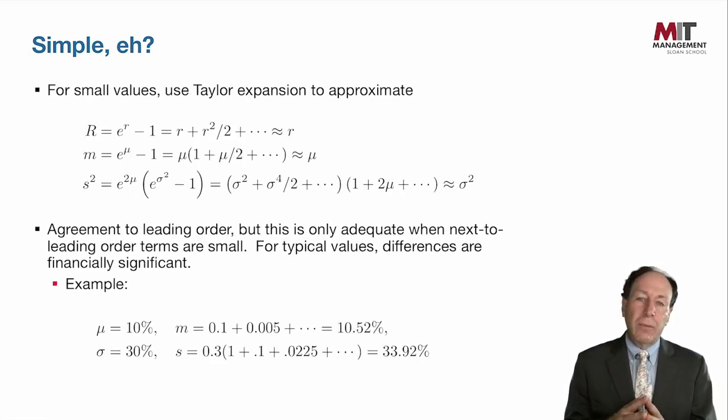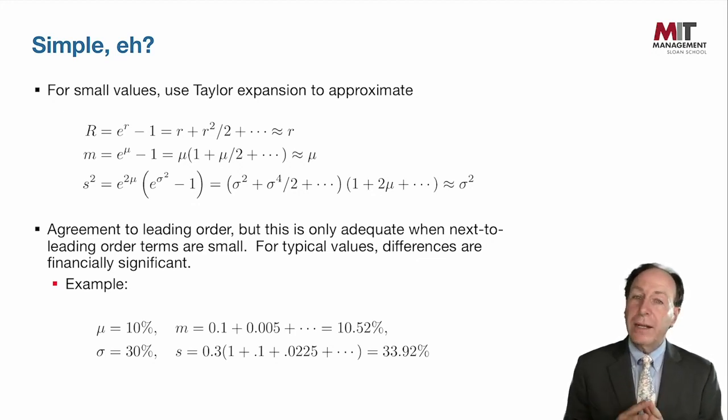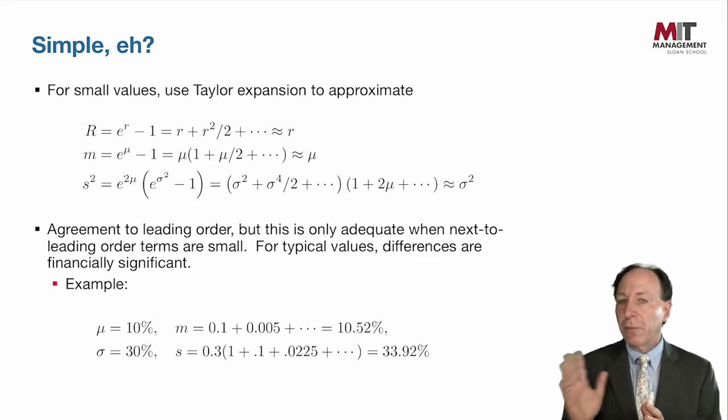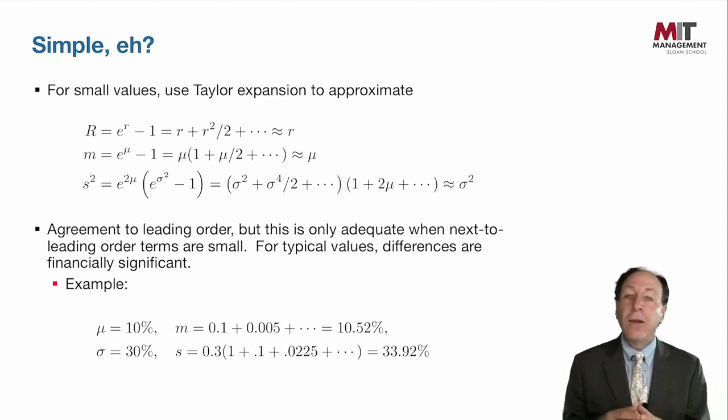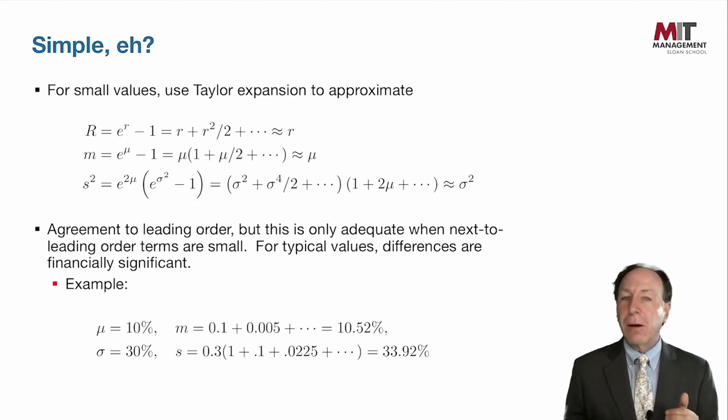To show you the point I made just a moment ago, if we look at a Taylor expansion of big R in terms of little r, of simple returns in terms of log returns, or if we turn it around the other way, we can see that the leading order big R and little r are the same. However, there are two things we want to keep in mind.